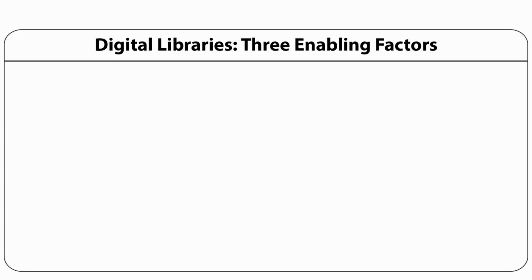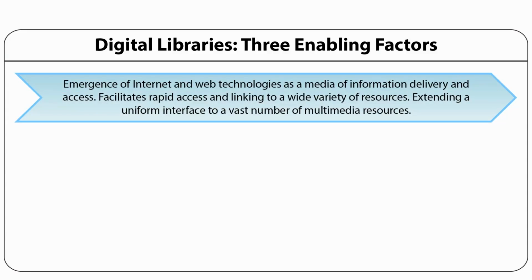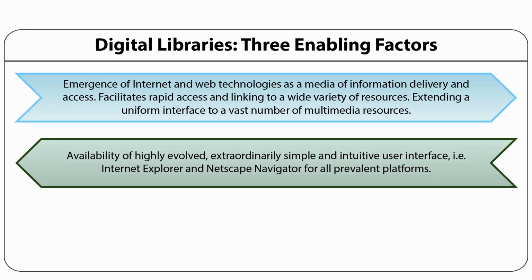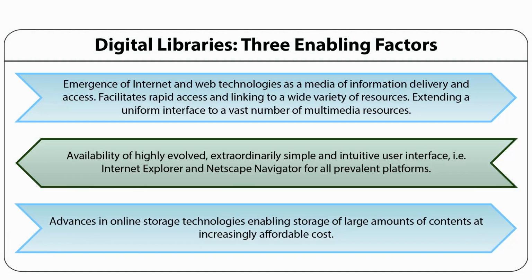Let us now deliberate on three enabling factors that led to the evolution of digital libraries. These three enabling factors are the emergence of internet and web technologies as a medium of information delivery and access that facilitate rapid access and linking to a wide variety of resources; availability of a highly evolved, extraordinarily simple and intuitive user interface, that is Google Chrome or Internet Explorer, for all prevalent platforms; and advances in online storage technologies enabling storage of large amounts of content at increasingly affordable cost.